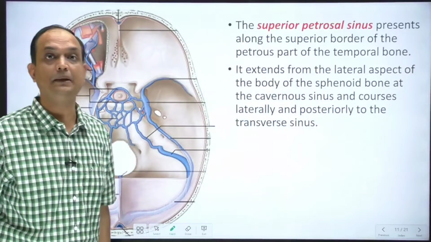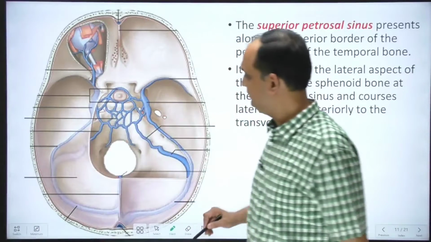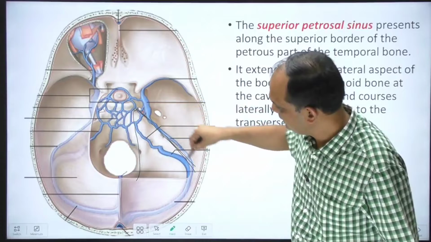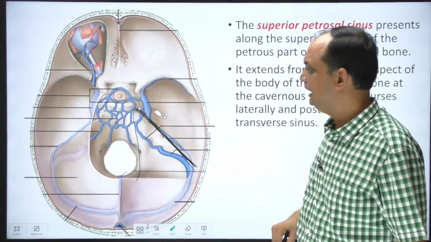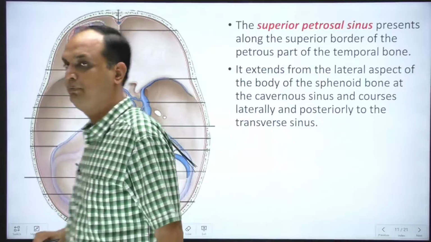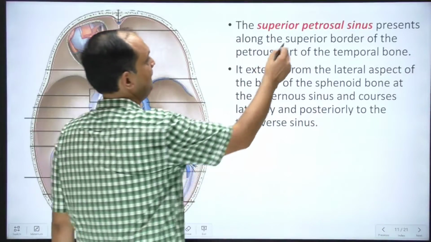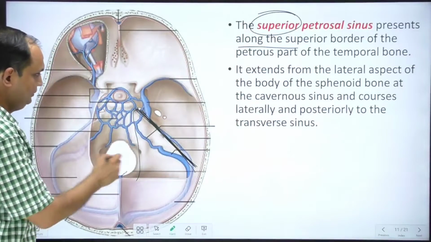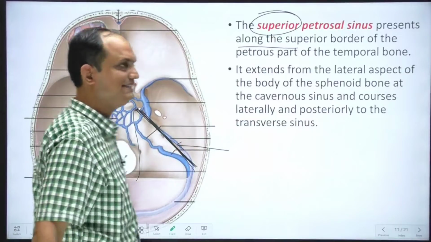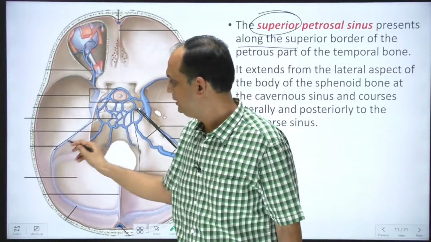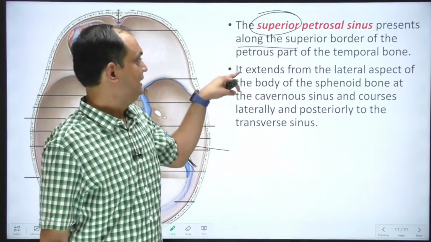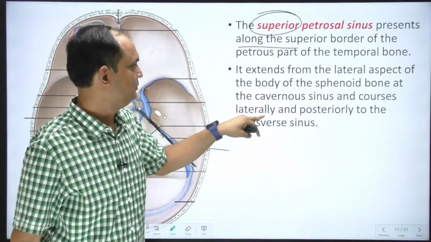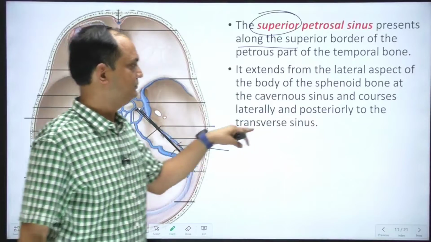Now we will see the superior petrosal sinus. In this diagram, you can see that this is the petrous part of the temporal bone. This is known as the superior border of the petrous part of the temporal bone. Along the superior border of the petrous part of the temporal bone, you have the superior petrosal sinus. So this sinus is known as the superior petrosal sinus. It extends from the lateral aspect of the body of the sphenoid bone at the cavernous sinus and courses laterally and posteriorly to reach the transverse sinus.